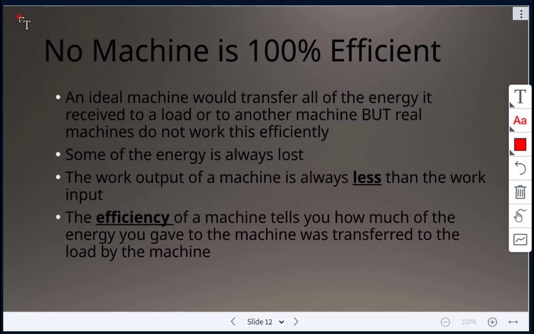We talked a little bit about this. Machines are not 100% efficient. An ideal machine would be able to transfer all of the energy it received to a load or to another machine, but real machines are not 100% efficient. There is always some energy lost into the environment. Therefore, the work output of a machine is always going to be less than the work input. So we can calculate efficiency. The efficiency of a machine tells us how much of the energy that we give to the machine was transferred to the load by the machine.